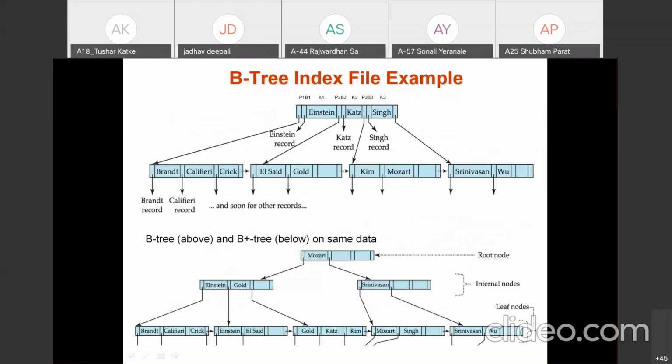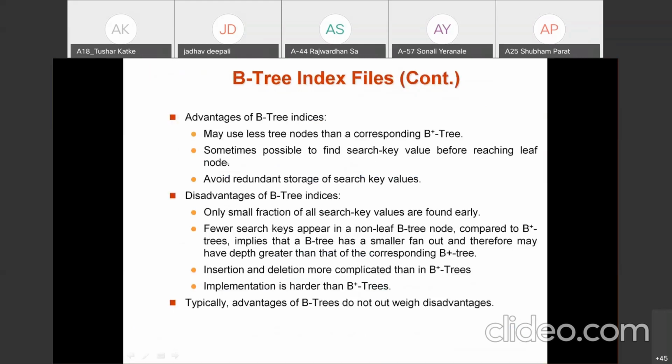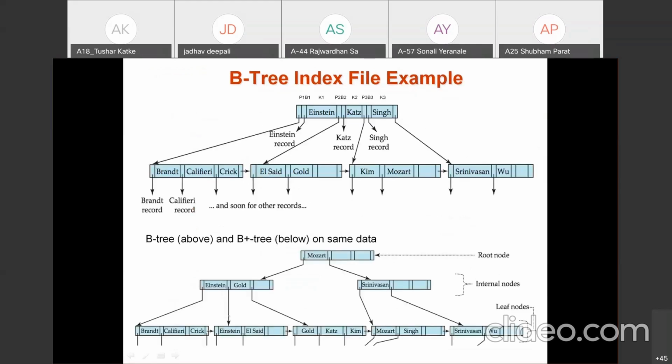So the number of nodes in a B tree is less than in a B plus tree. Sometimes it is possible to find the search key value before reaching the leaf node. In a B plus tree, every time we need to reach the leaf node, and only then is the record assigned or pointed to. But in a B tree, it may be possible that records appear before the leaf node.